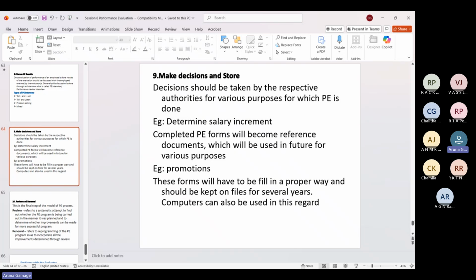You do performance evaluation in order to identify training needs of employees. So use it to decide training, right? You do performance evaluation in order to decide who should be given a promotion. Then use it, right? Take decisions based on that. Otherwise, it is wrong, right?